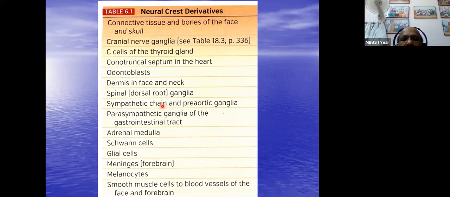Next, dorsal root ganglia, already we told. Sympathetic chain and pre-aortic ganglia. Parasympathetic ganglia of the gut, adrenal medulla, already you know. Schwann cells, you know. Glial cells, the supporting cells of the brain. Meninges, already you know. Melanocytes, already I told. Smooth muscle cells of the blood vessels of your face and forebrain only. This is all yet to be proved, but if we ask for short notes, you can enumerate.